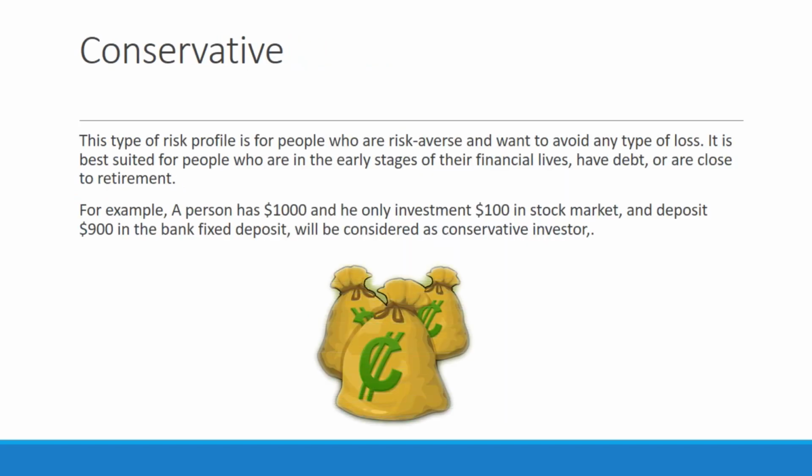The first is conservative. This type of risk profile is for people who are risk averse and want to avoid any type of loss. It is best suited for people who are in the early stages of their financial lives, have debt, or are close to retirement. For example, a person has $1,000 and he only invests $100 in the stock market and deposits $900 in the bank, will be considered a conservative investor.